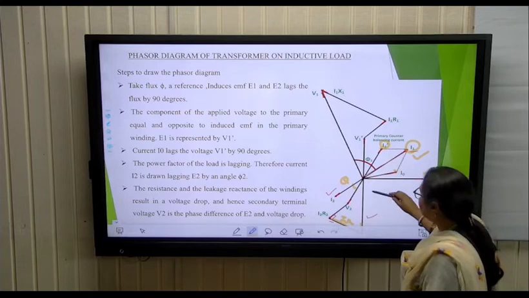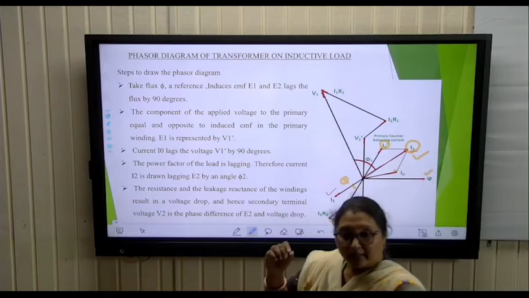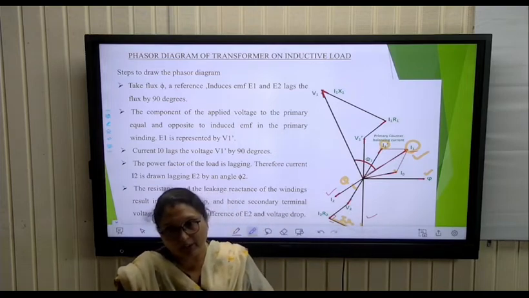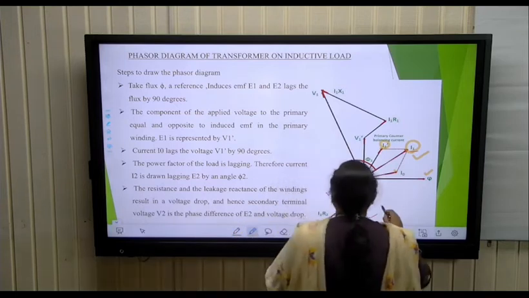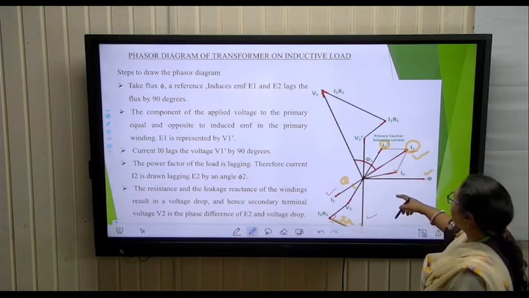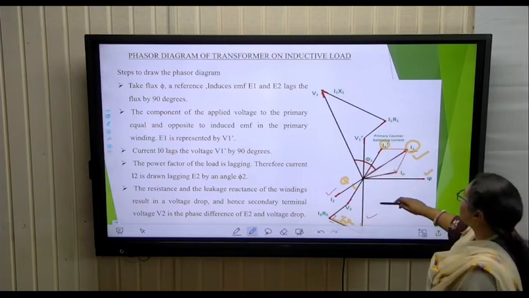So phi is the flux, which you have considered here as your phase reference. Then with respect to this, E1 and E2, because the induced EMF is always opposite in nature, it always opposes the cause of producing it. Okay, so it is drawn at 90 degrees because of its inductive nature. Then the component of the applied voltage to the primary, which is equal and opposite to the induced EMF, is V1.